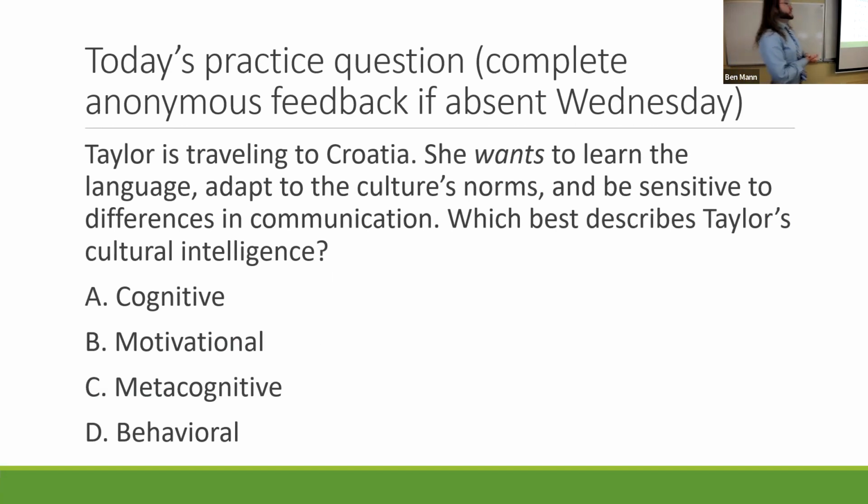This connects back to measures of cultural intelligence that we talked about on Wednesday. Taylor's traveling to Croatia. She wants to learn the language and adapt to that culture's norms and be sensitive to the differences in communication. Which of these four could best describe her cultural intelligence, right? The key thing to focus on here is her wanting to learn the language. Take a couple minutes to think about this, and we'll talk about it together.